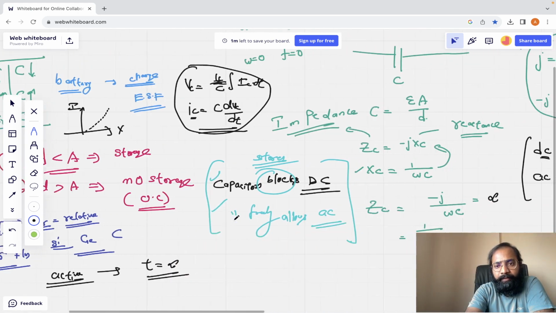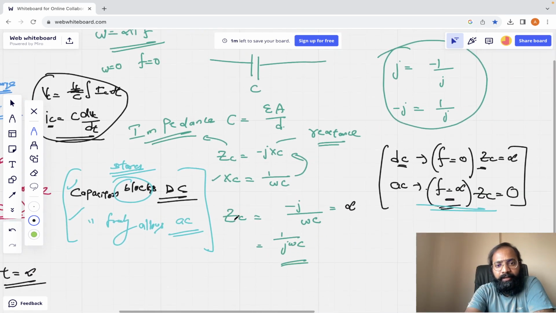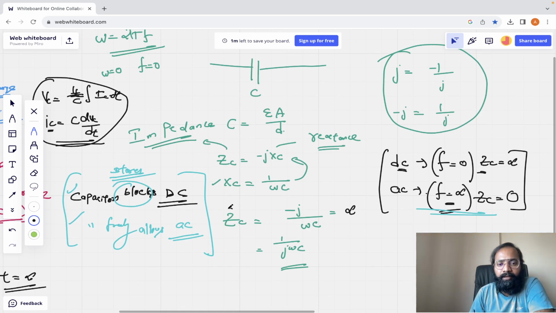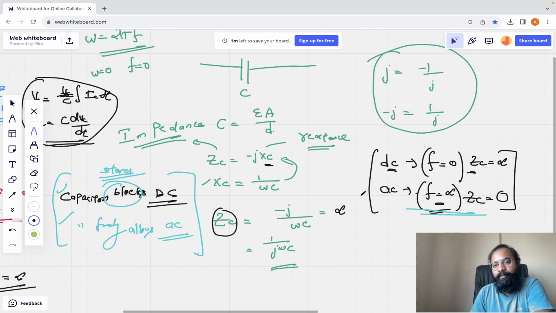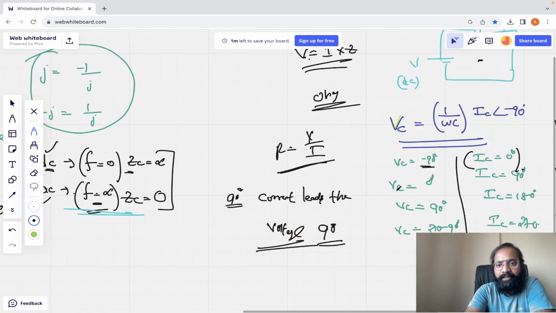That's what we saw. And coming to the second point here, what about the impedance of the capacitance with respect to the reactance of the capacitance? How are these two related? And what about the ZC and all? With respect to this, we discussed how the capacitor blocks the DC and how the capacitor freely allows high frequency AC signals.